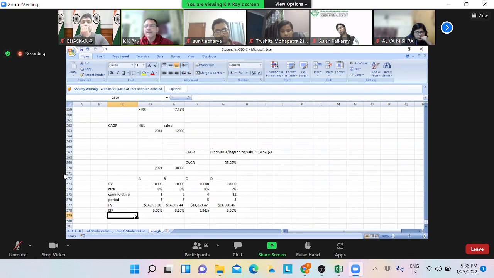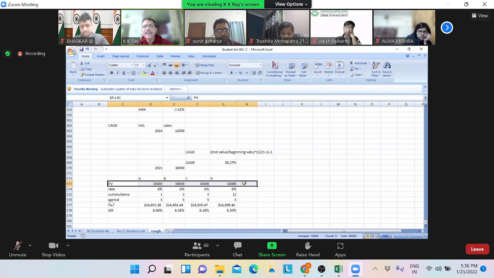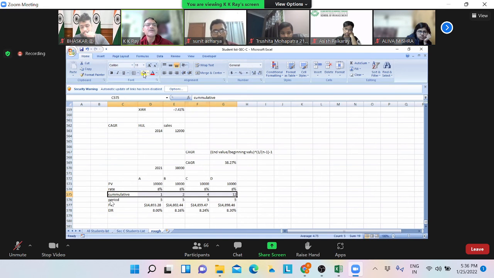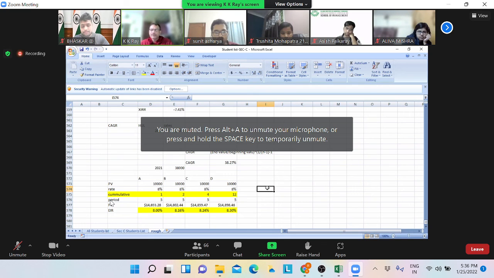So everybody understood this part, or is any doubt still there? Everything is the same here. You see, rate is the same, period is the same, amount of my investment initially is the same, but the only difference is this part. Because of this one, the effective rate is different. This is the effective rate calculation.